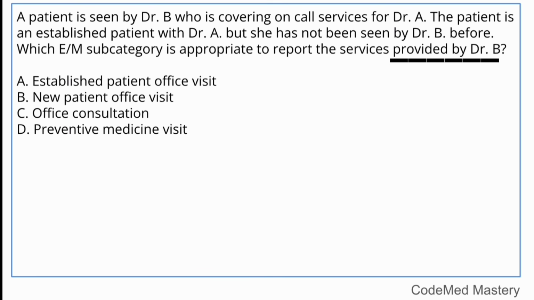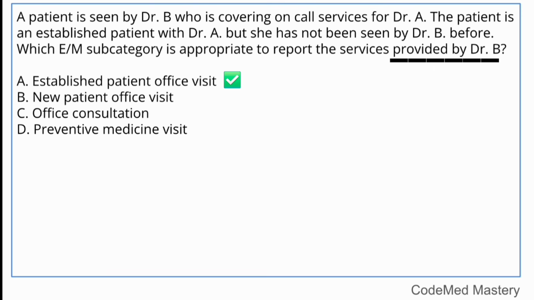Option A, established patient office visit. Option B, new patient office visit. Option C, office consultation. And option D, preventive medicine visit. So the right answer for this question will be option A, established patient office visit.